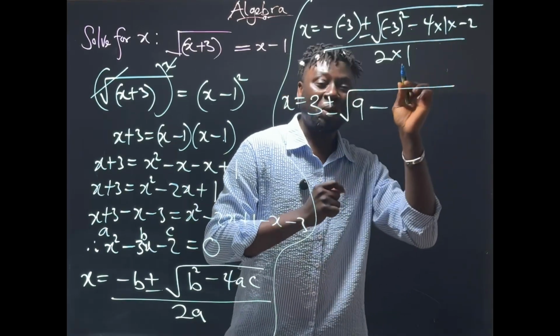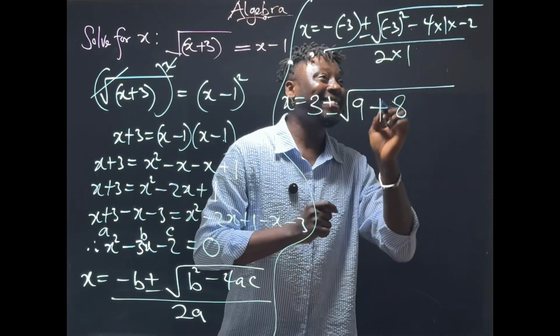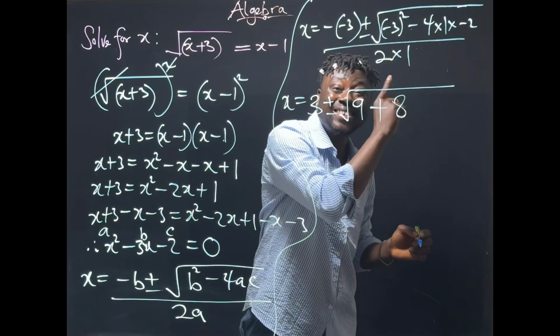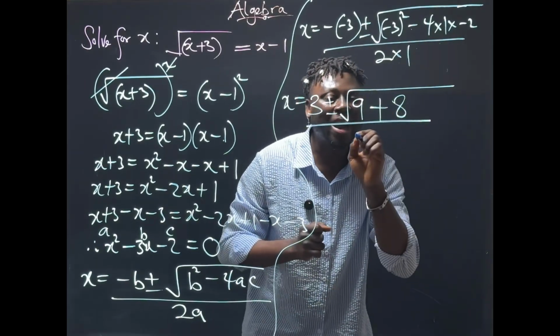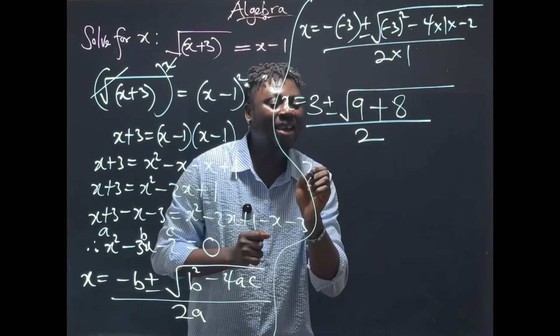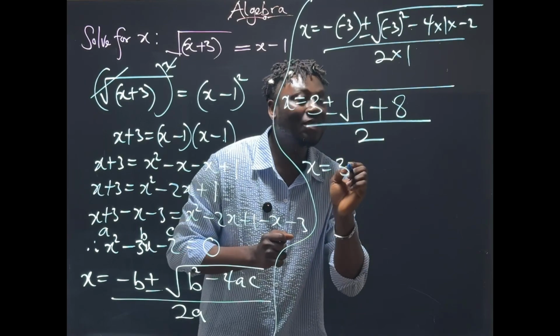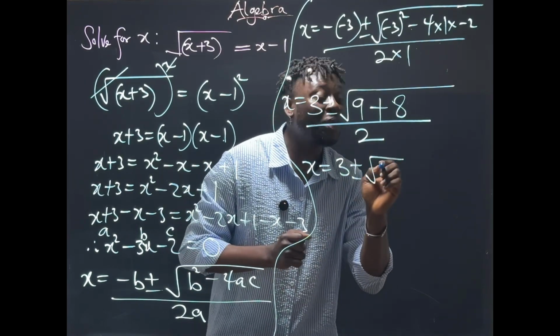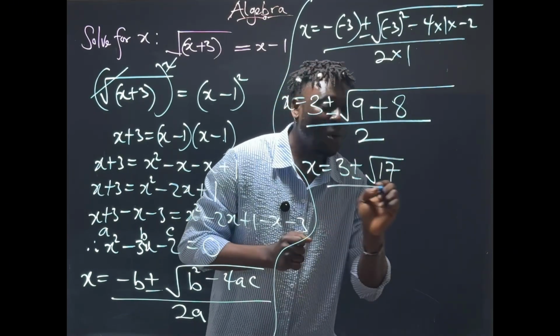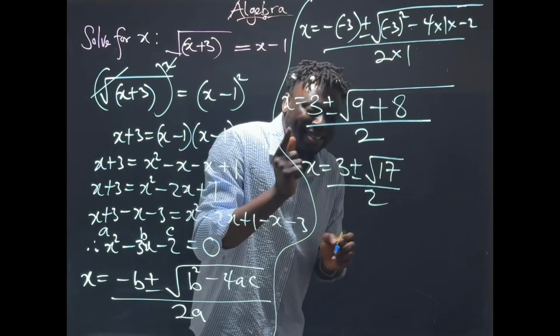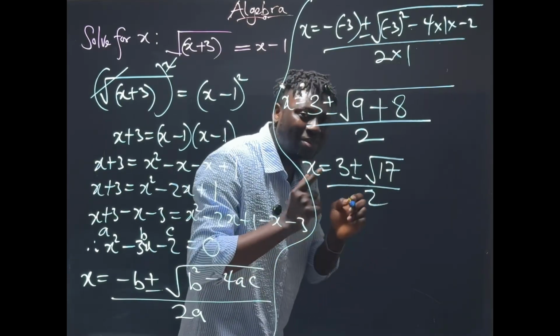minus times minus is plus. So this is plus 8, because 4 times 1 times 2 is 8. Everything divided by 2. So we have x equals 3 plus or minus the square root of 17 over 2. So this automatically becomes the answer.